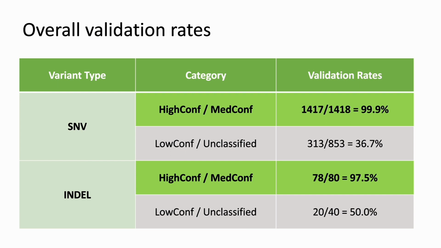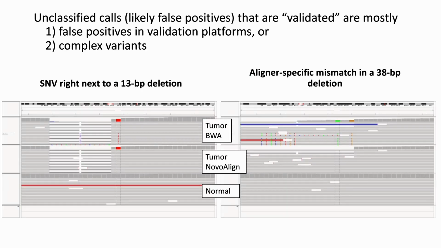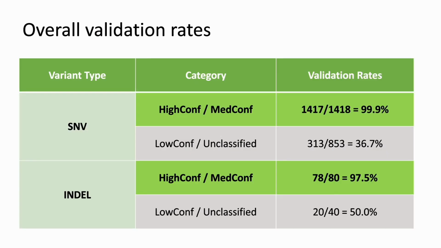For the low-conf and unclassified calls that were deemed validated, we want to note that it does not necessarily mean that those are true mutations we have missed in the reference call set. They were deemed validated in this table because the read counts in the validation platform put them above that threshold, but many of them still carry sequencing features indicating that they are likely false positives.